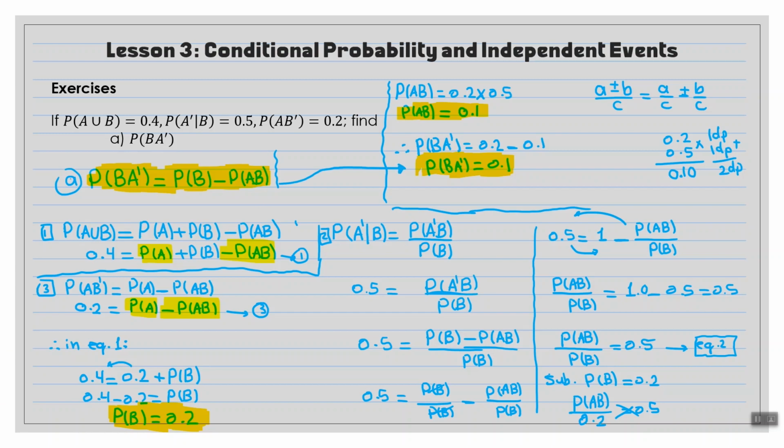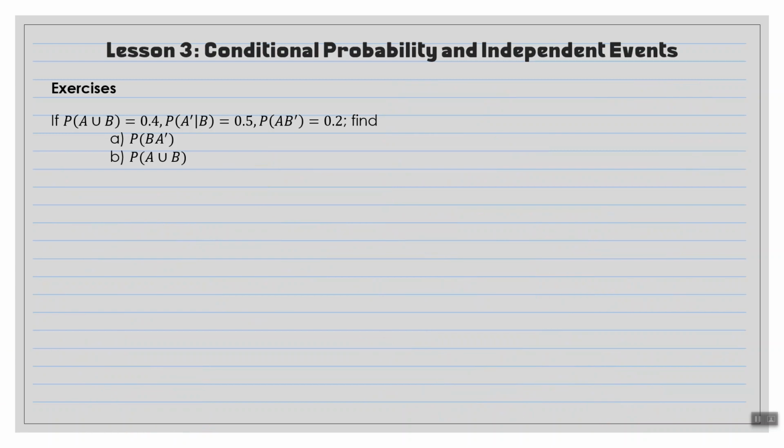In the question, there was a second part required. They asked for the probability of A union B. So let's see. The probability of A union B was, I think it was A dash union B. Let me make sure of the question. I have it somewhere here. I think it was the probability of A dash.